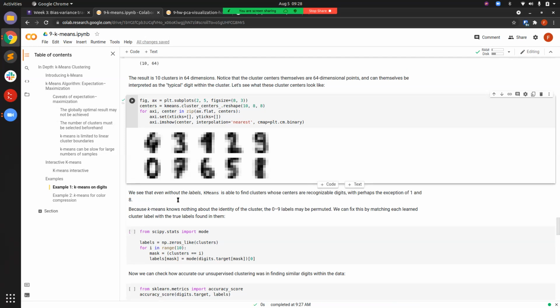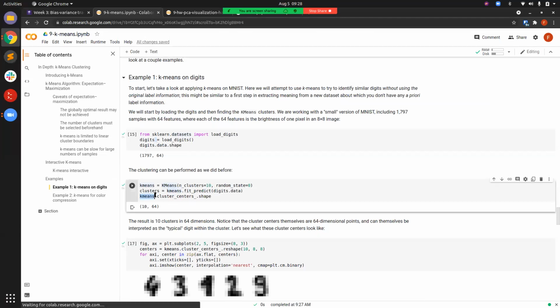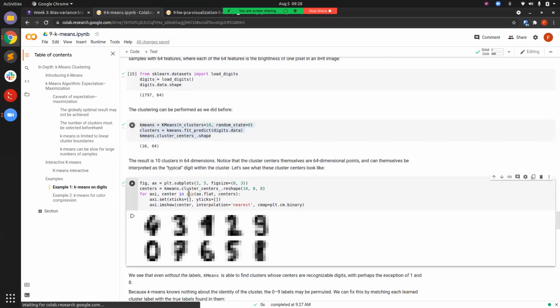Now, what we've just done after loading in this data is we've applied k-means clustering and asked it to find 10 clusters. And after we asked it to find 10 clusters, we have a cluster center for each cluster. And each cluster center always has the same dimension as the data itself, right? As the points in the cluster. So we have 10 cluster centers, each one is 8 by 8. And here, this is a plot of the cluster centers.